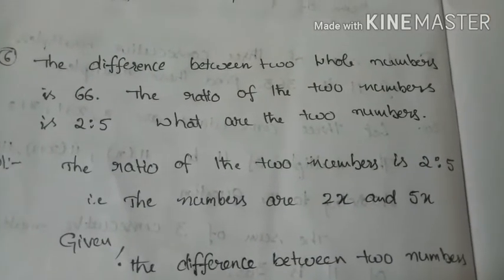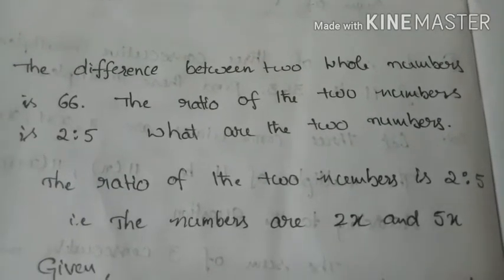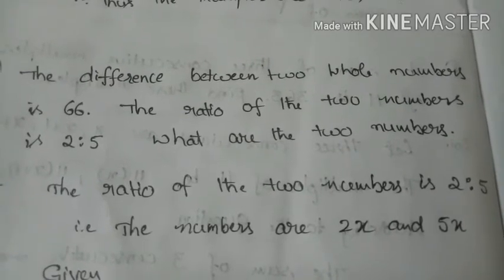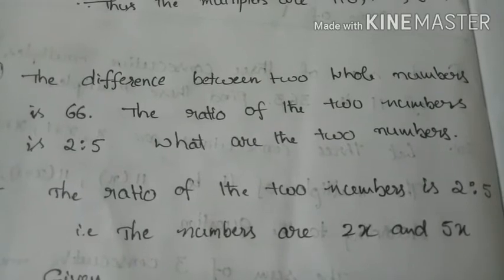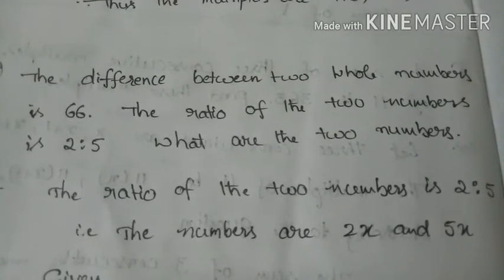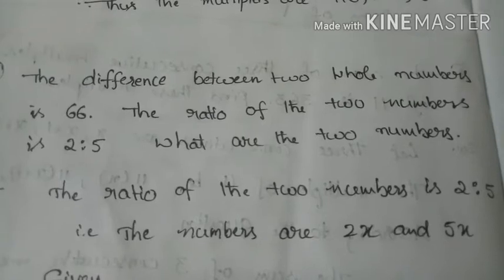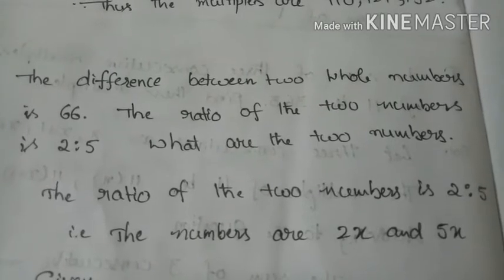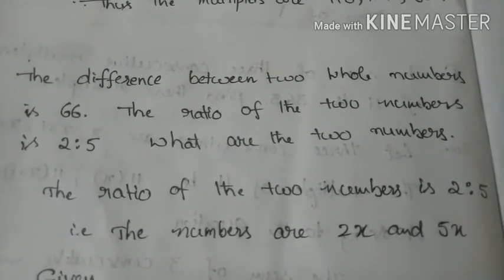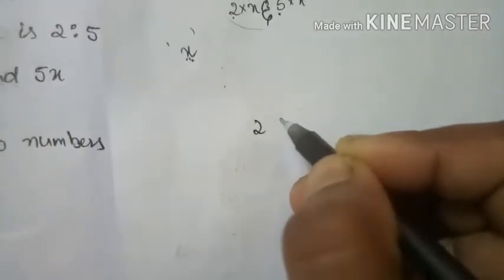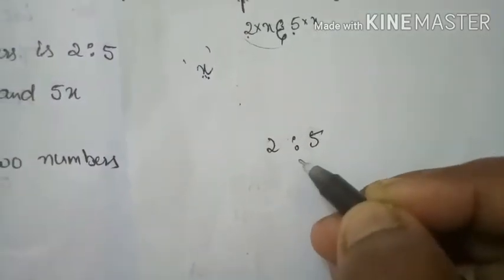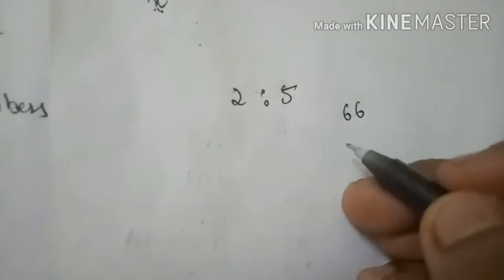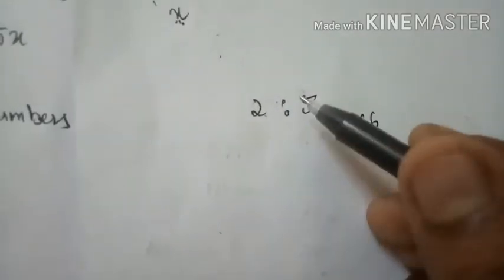Go for the next sum. So here the difference between two whole numbers is 66. The ratio of two numbers is 2:5. What are the two numbers? So difference given and ratio given. Okay, once see only the ratio, that is 2:5. Difference of the two numbers is 66 and the ratio is 2:5.